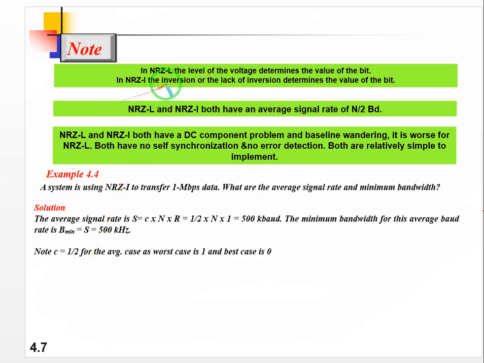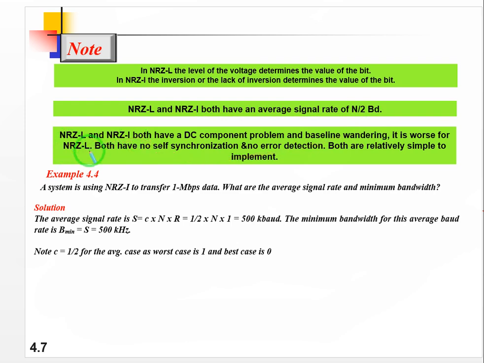Just some notes to keep in mind. In non-return to zero level, the level of the voltage determines the value of a bit, because per level we have one bit. In non-return to zero inversion, the inversion or the lack of inversion determines the value of the bits. Both non-return to zero level and non-return to zero inversion have an average signal rate of N by 2.